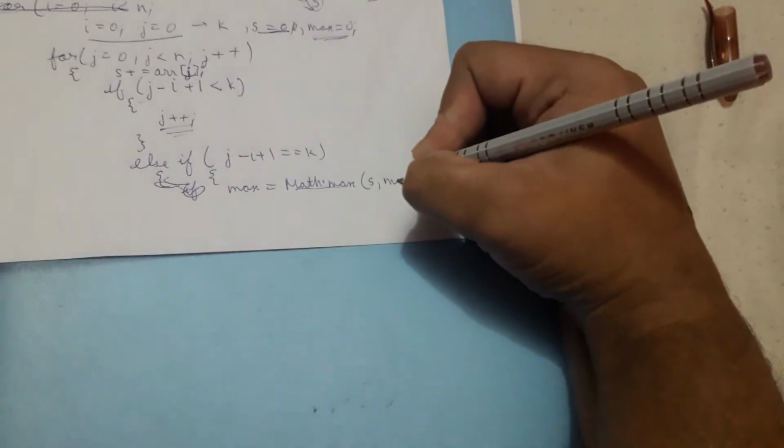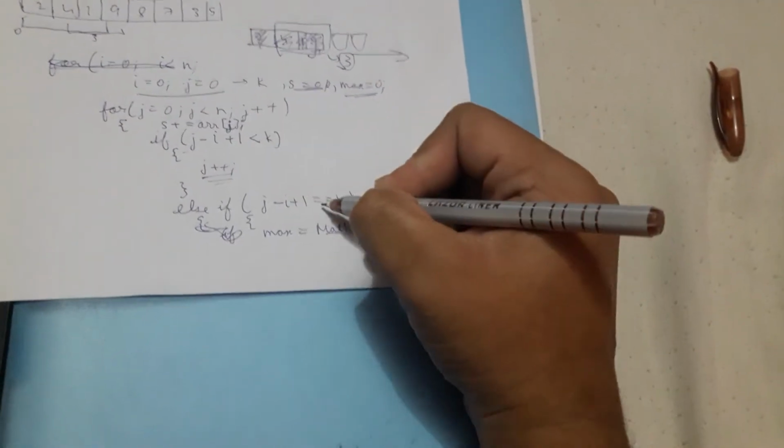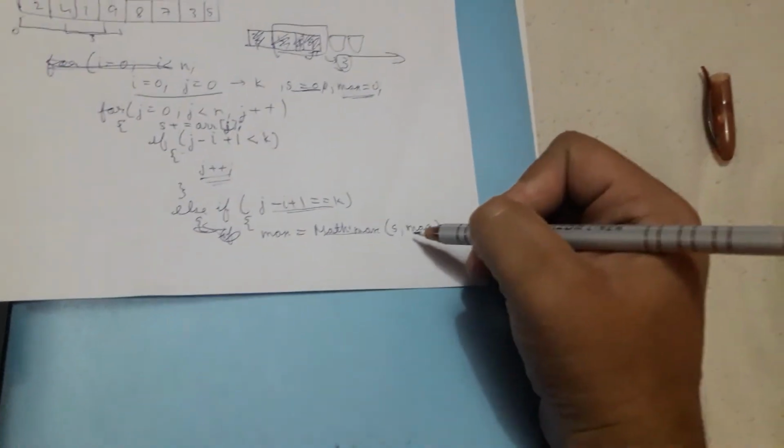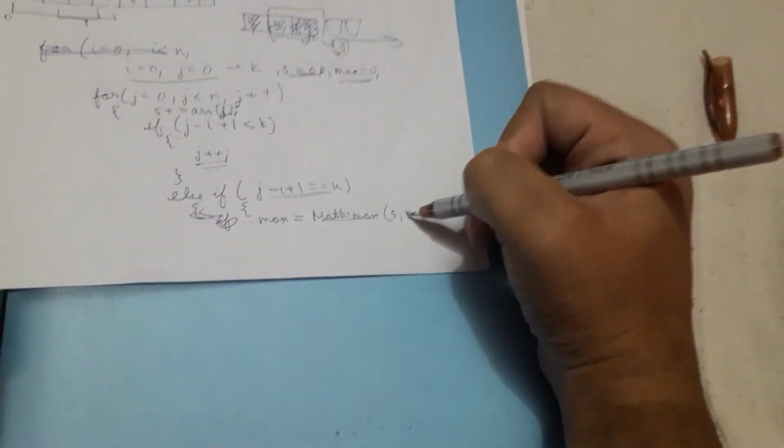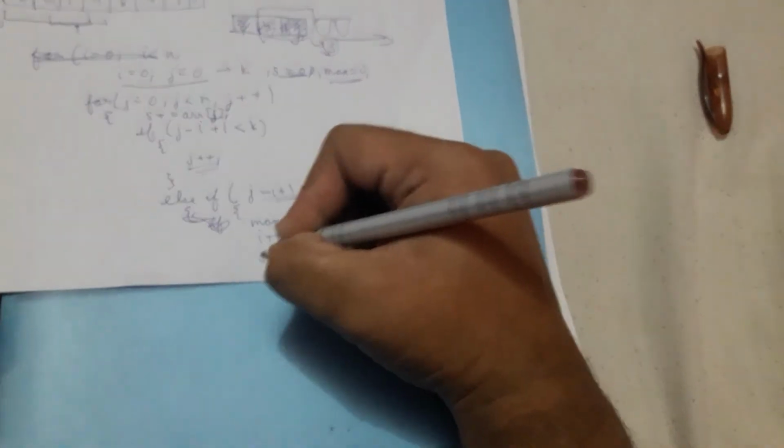I will write Math.max of s and max. So first I will evaluate the maximum between sum and max. Obviously, since max is initialized to 0, sum would be updated each time before this condition is evaluated. So the sum would be initially stored in max, and then I will do i plus plus and j plus plus.